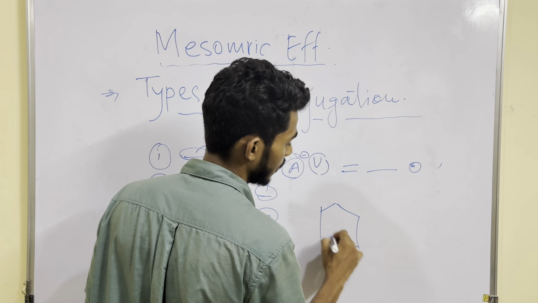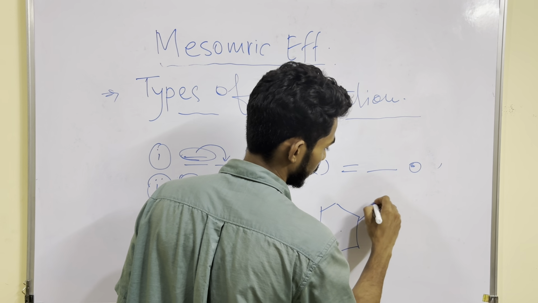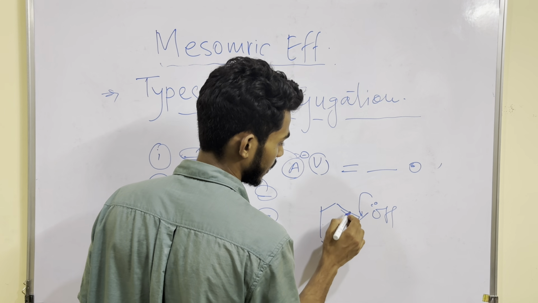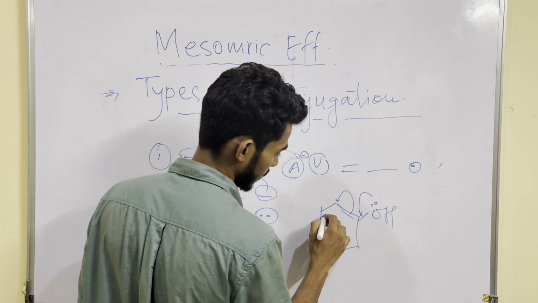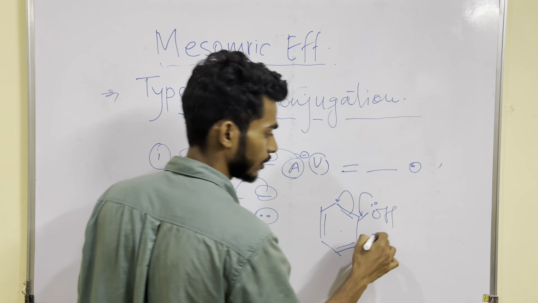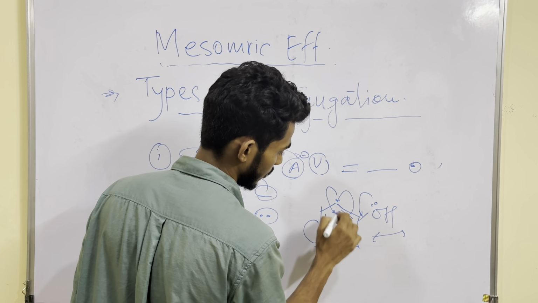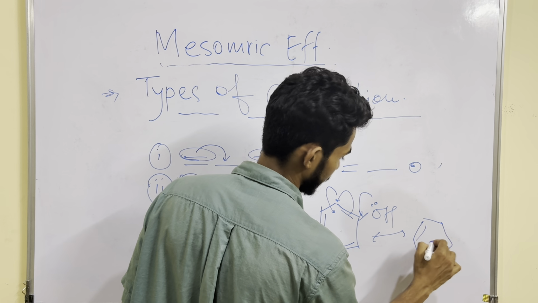For example, in the case of phenol, this oxygen is having a lone pair. So this lone pair will be donated here, and the double bond will be shifted there. Like this the structure was there, no? So it will shift there. After that, the process will continue. In the next step, this lone pair will be coming there. So the structure will be like this.